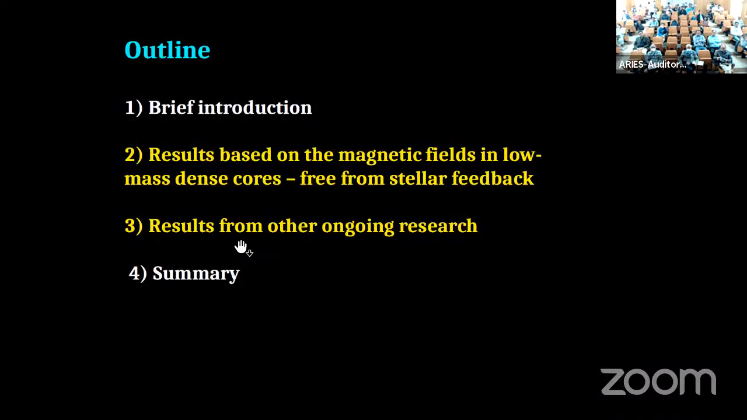Yeah, so this is the brief outline of my talk. I will be focusing on the results based on magnetic field orientation in the low mass dense cores, which are entirely free from stellar feedback. And I conclude my talk with a summary. If time permits, I'll show some results on ongoing research.